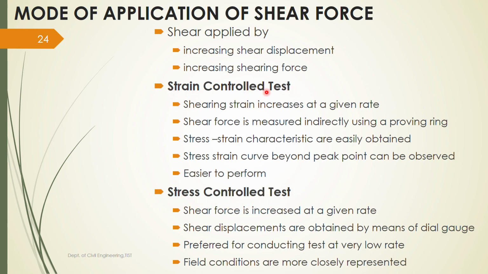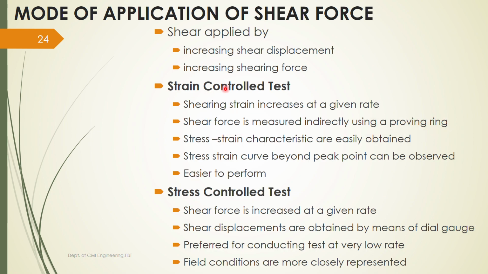In strain control test, we will be giving the shearing strain at an increased rate. We will be increasing the shearing strain or the shear displacement at a given rate. In this case, the force is measured indirectly using something known as a proving ring. We cannot measure force directly because we are giving shear displacement. So, we will be indirectly measuring the shear force using a proving ring.